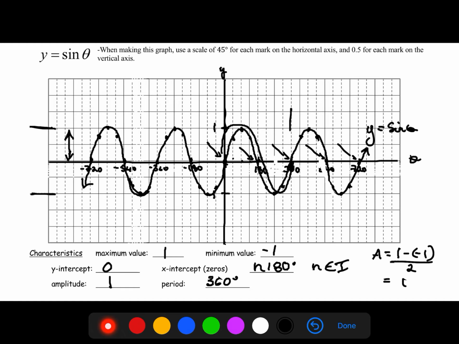Okay, so that's our graph of y equals sine theta, and your work for today is to go ahead and do the same thing with y equals cos theta. So you're going to use your calculator to find your values, again rounding to 2 decimal places, and you can plot your graph exactly like we did with this graph of y equals sine theta, and take a look at the characteristics there as well.